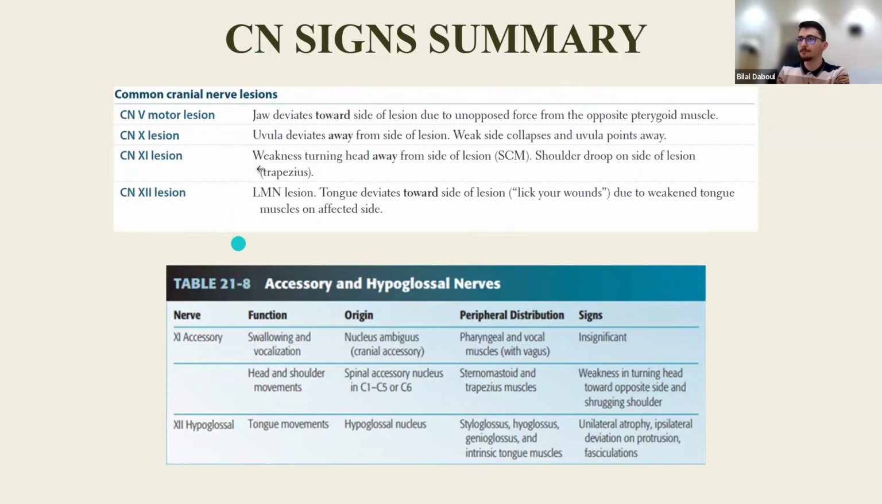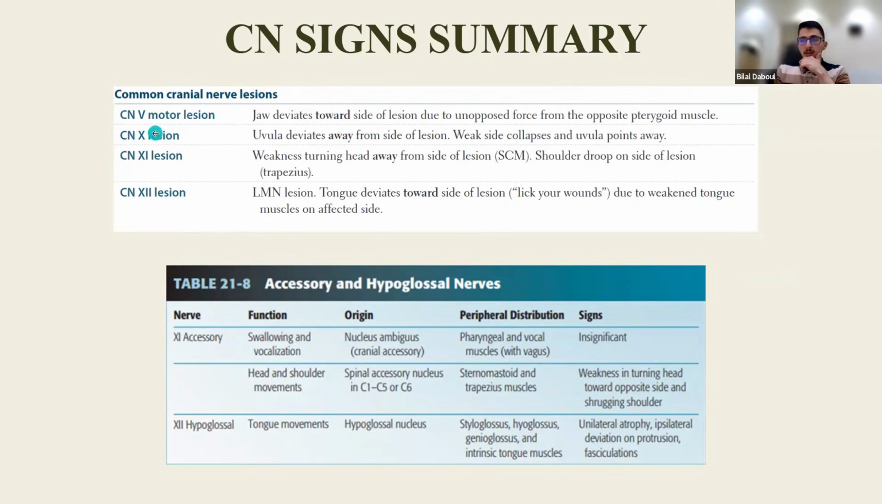That's a very important summary. So this is very important. If you have a lesion that affects the trigeminal nerve, or especially the motor part of the trigeminal nerve, for example, the trigeminal motor nucleus, you would end up with the jaw deviating towards the side of the lesion. Why? I talked about this previously. You have unopposed action of the oppositely placed muscles. So this will result in, again, ipsilateral deviation of the jaw.